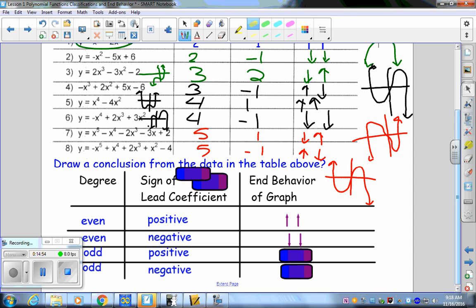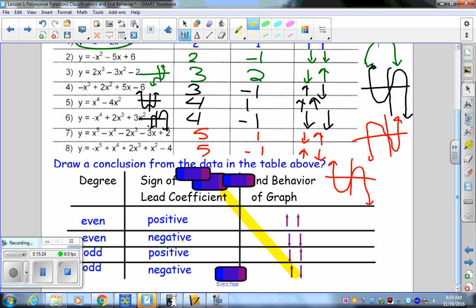When they're both odd, if you notice, our x cubes, our cubics, and our quintics, our x to the fifths, they're going in opposite directions. One is up, one is down. All right, and there's an easy pattern to figure out which way it is. If you have an odd degree and your leading coefficient is positive, so in example number 3 and in example number 7, the left arrow is down, the right arrow is up. When it's odd and the coefficient's negative, it's vice versa of that.